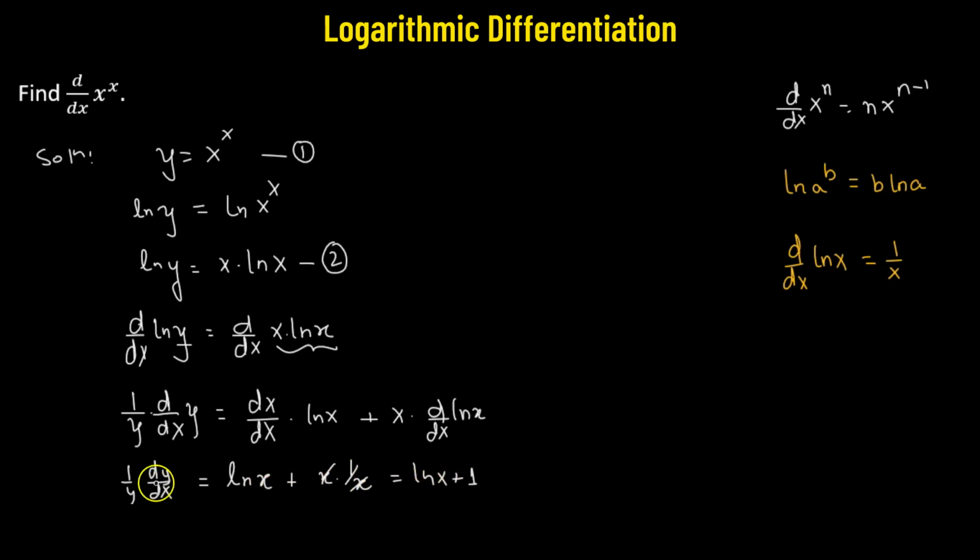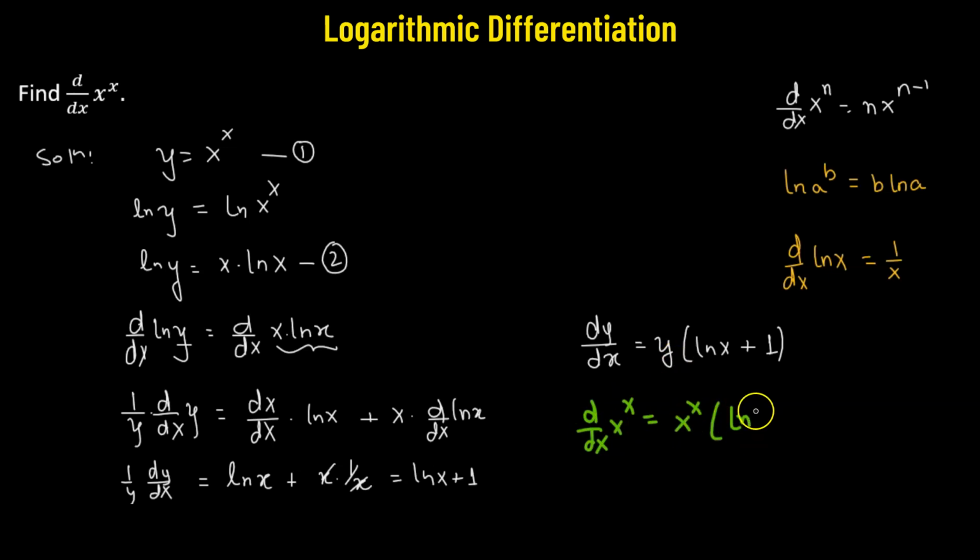Now what we need is the derivative of y with respect to x. So we'll multiply both sides by y. That gives us the derivative of y with respect to x equals y times natural log of x plus 1. Now we finally replace the value of y with x raised to the power of x. Hence we get the derivative with respect to x of x raised to the power of x equals y, which is x raised to the power of x, multiplied by log of x plus 1. So this is the value of the required derivative.